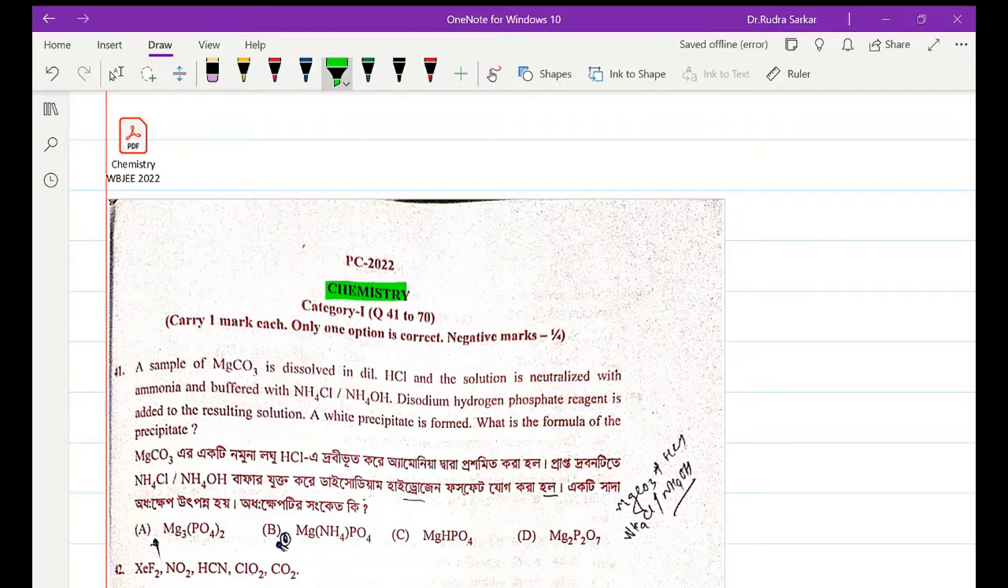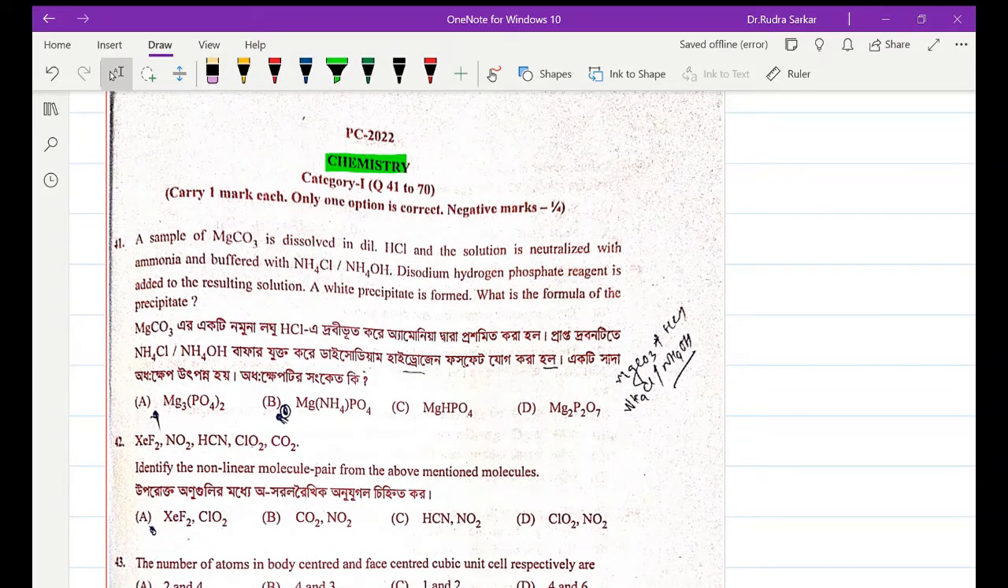I'm solving the WBJEE chemistry paper 2022, and the first question is: a sample of MgCO3 is dissolved in dilute HCl and the solution is neutralized with ammonia and buffered with NH4Cl and NH4OH. Disodium hydrogen phosphate reagent is added to the resulting solution. A white precipitate is formed. What is the formula of the precipitate?